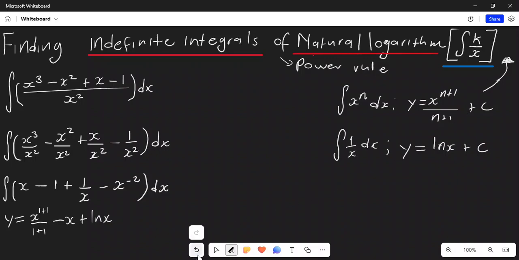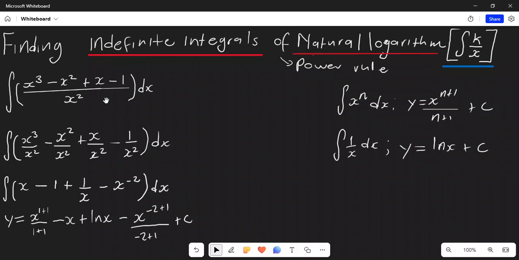Okay, let's continue. So this is gonna be negative. Now we have x to the power of, what is n? -2 plus 1 divided by -2 plus 1 plus c. Remember, I said to you, you integrate every term here and then plus c at the end. You don't need to add plus c plus c plus c. No, plus c at the end, right? So when it's like this, now we can simplify it.